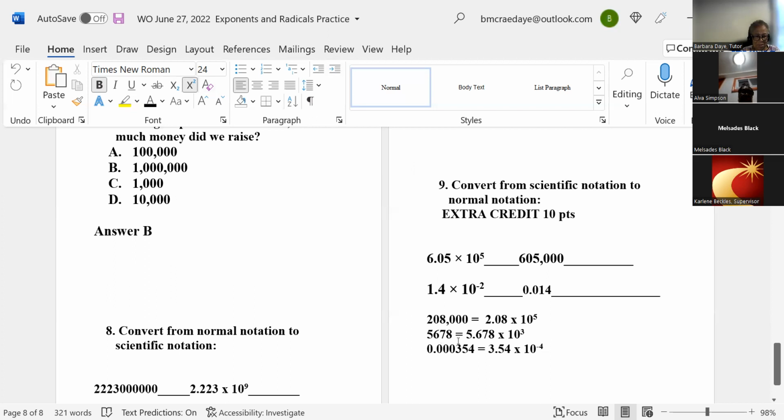Okay, 1, 2, 3, 4. It's less than 1, so it's a negative exponent. You move it 4 places, just count. 1, 2, 3, 4. Okay.